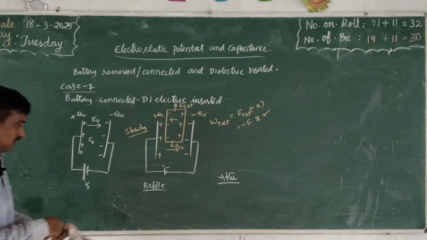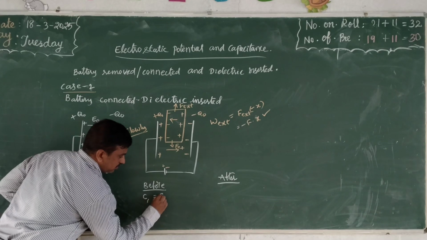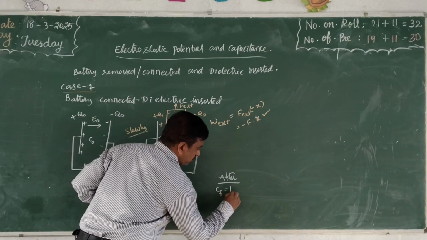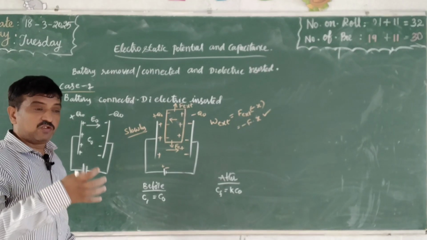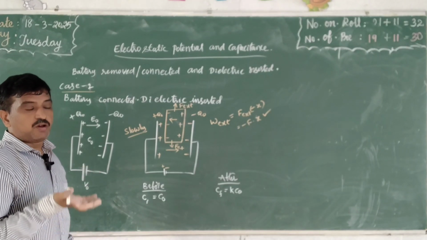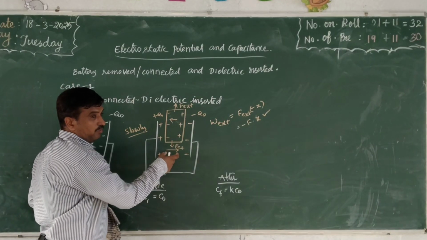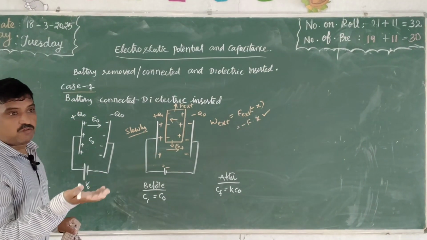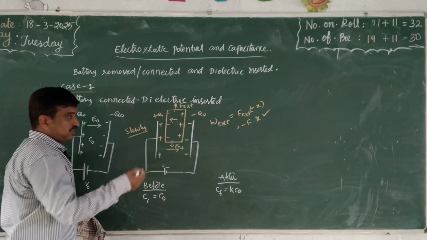See here, the initial capacitance is C naught. The final capacitance, we know, is K C naught. Why? Because when a dielectric is inserted between the plates, the capacitance definitely increases K times. The dielectric makes the capacitance K times. When a dielectric is inserted, the capacitance automatically increases K times. That is the main concept.